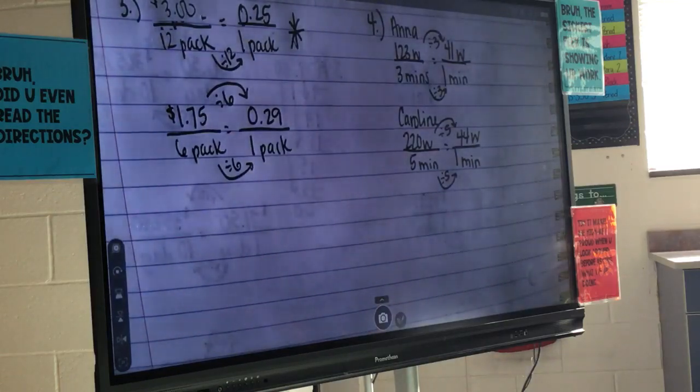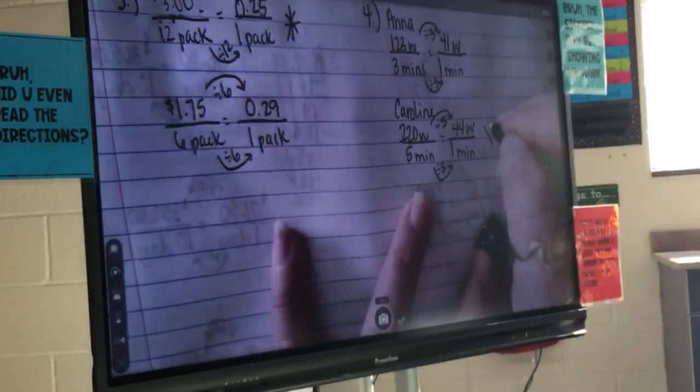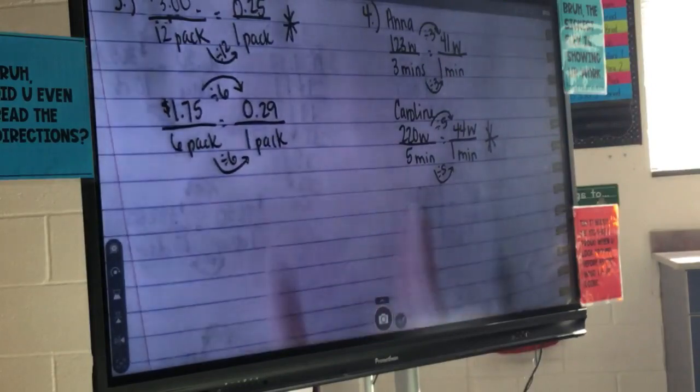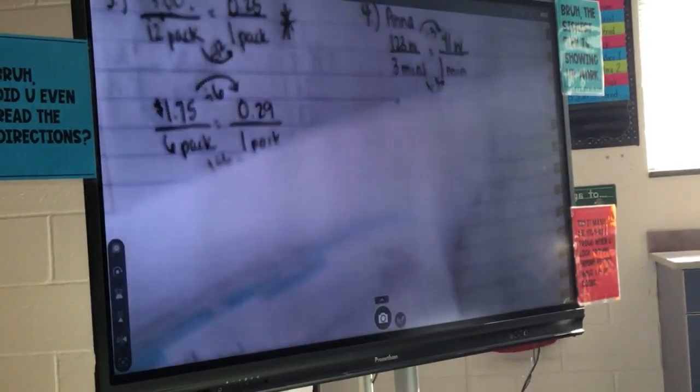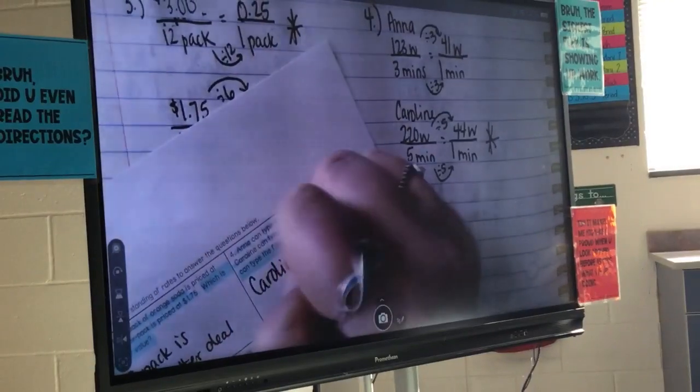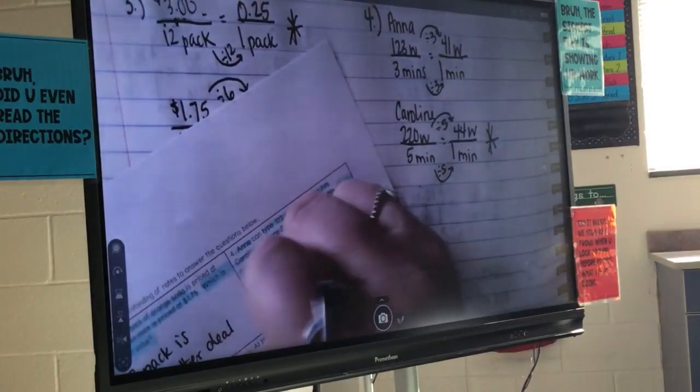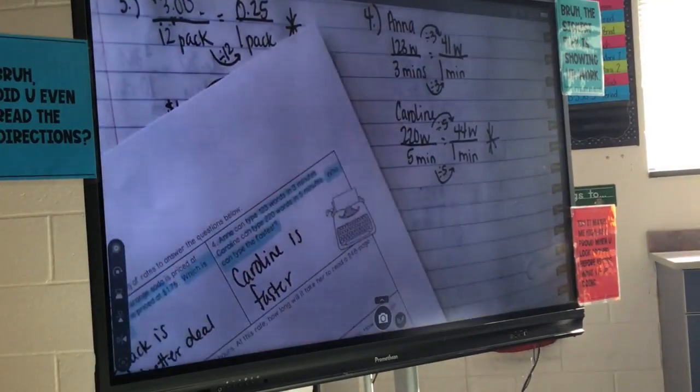Now be careful with this one. The question is asking who can type the fastest. So now we're not looking for the smallest number. What are we looking for in this one? The biggest number, because we're looking for who can type more. All right, so the correct answer for this one is going to be Caroline. All right, so thumbs up when you're ready to move on.